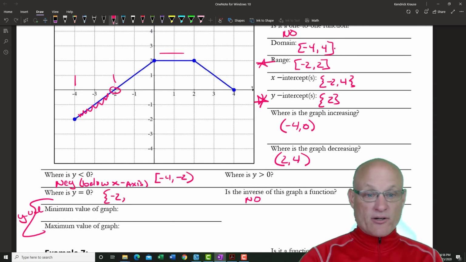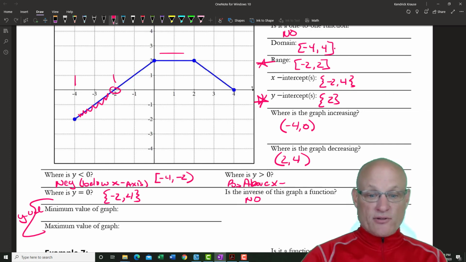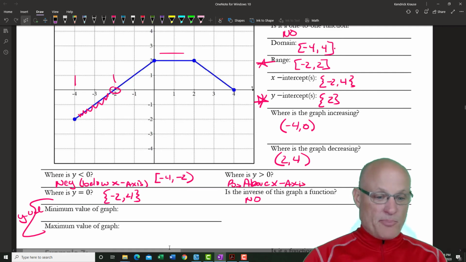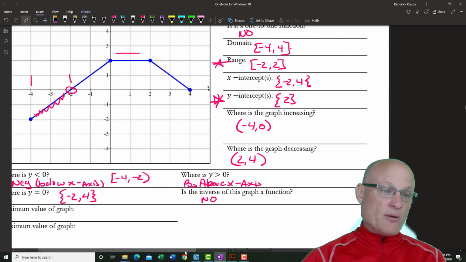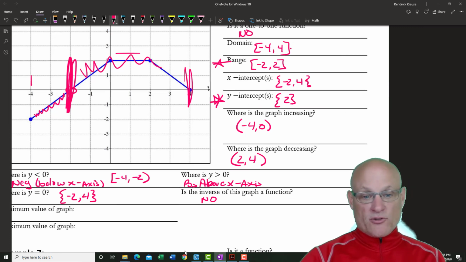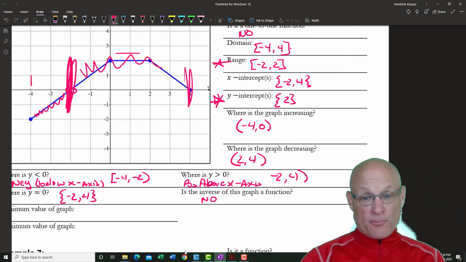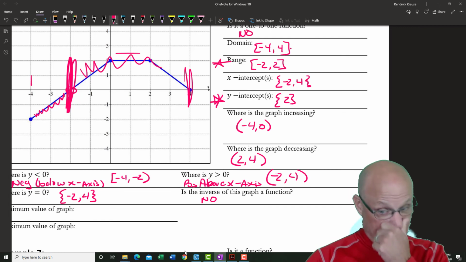There's another one right over here, 4, right? This means positive, or above the x-axis. Well, I hope you can agree that it's above the x-axis from here to here. All of this is above. So that's from negative 2 to 4. But at negative 2 and at 4, it's equal to 0, so put parentheses. Do not put brackets.